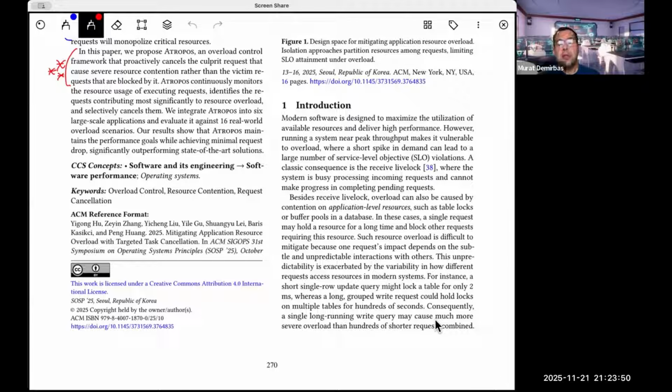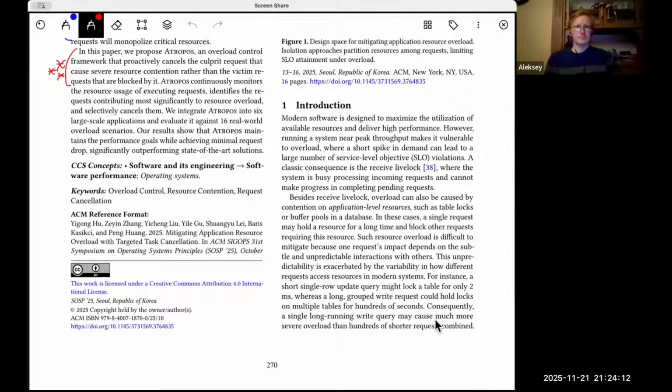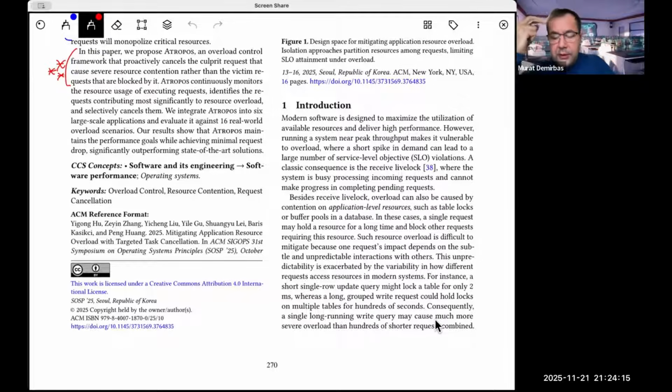Besides receive livelock, overload can also be caused by contention on application-level resources such as table locks or buffer pools in a database. In these cases, a single request may hold a resource for a long time and block other requests requiring this resource. Such resource overload is difficult to mitigate because one request's impact depends on the subtle and unpredictable interactions with others.